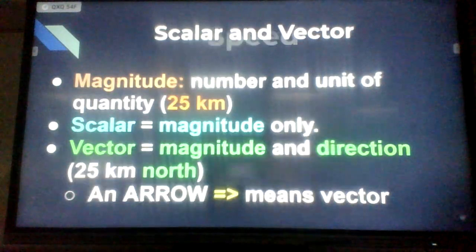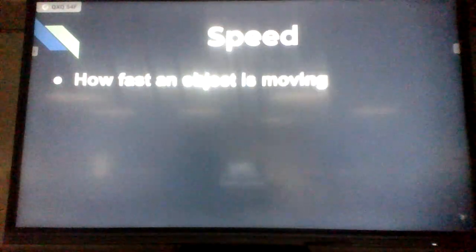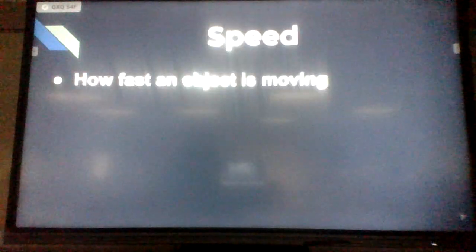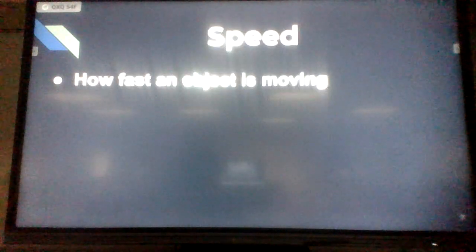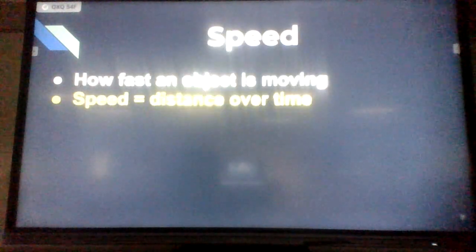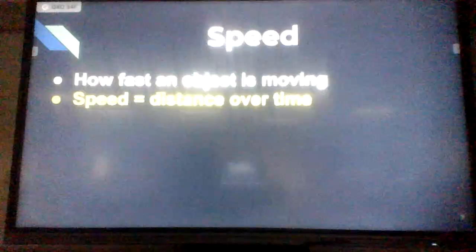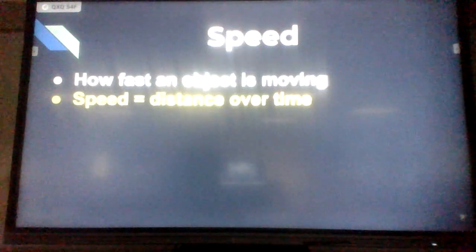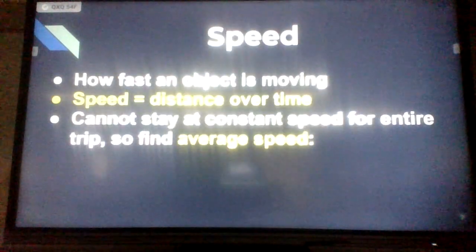Ready? I mentioned speed just a moment ago. Obviously, you know what speed is, how fast an object is moving, and that is the definition of speed. And we calculate speed by doing distance over time. Speed equals distance divided by time. You're going to see that equation up here in just a moment here.